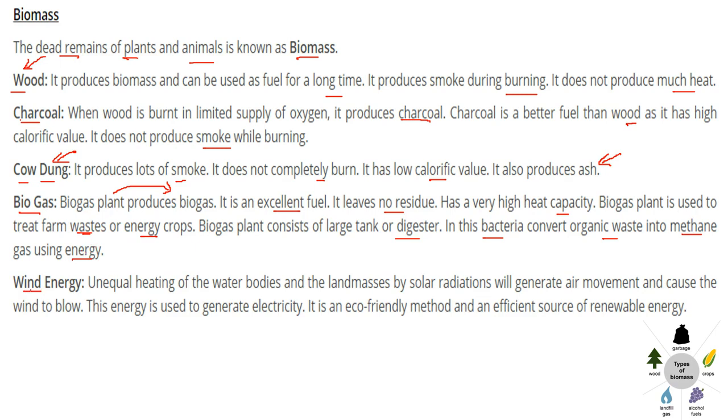Wind energy. Now, unequal heating of water bodies and land masses by solar radiation generates air movement, because you always know that heat transfer is always there. So unequal heating of water bodies and land masses creates air movement, and this causes the wind to blow from one side to another just to create equilibrium. So this energy is used to generate electricity.